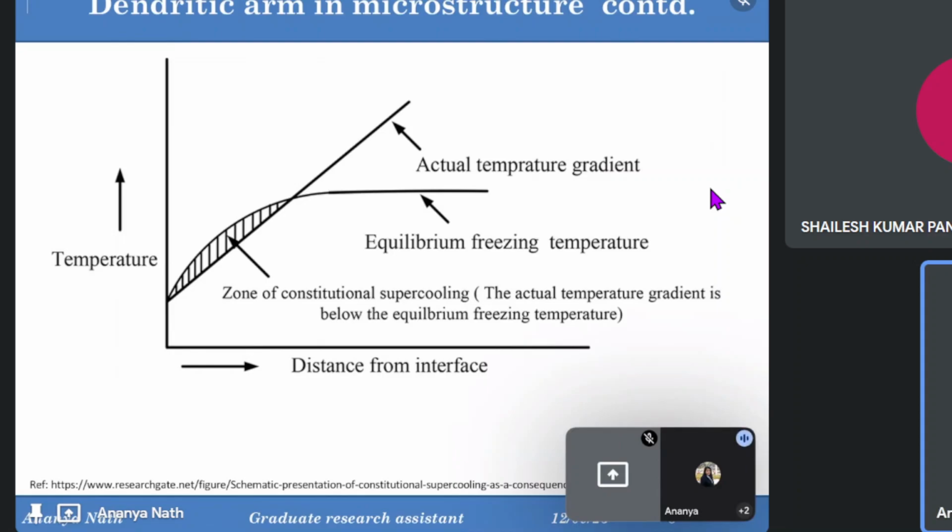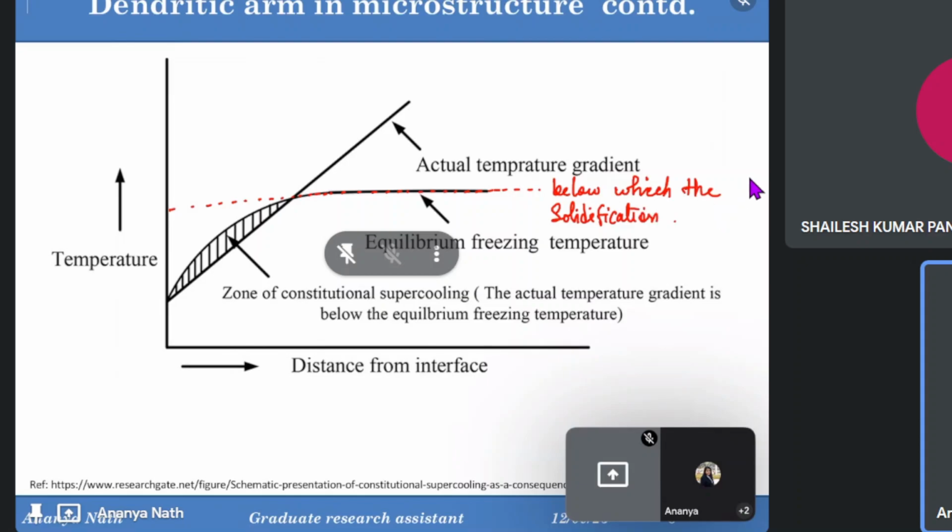So it's the same picture, the temperature and the distance from the interface. This is telling us about the solidus and liquidus lines, meaning the line below which the solidification starts. Liquidus line. So this is the graph for the liquidus line, and this is the graph for the actual temperature.